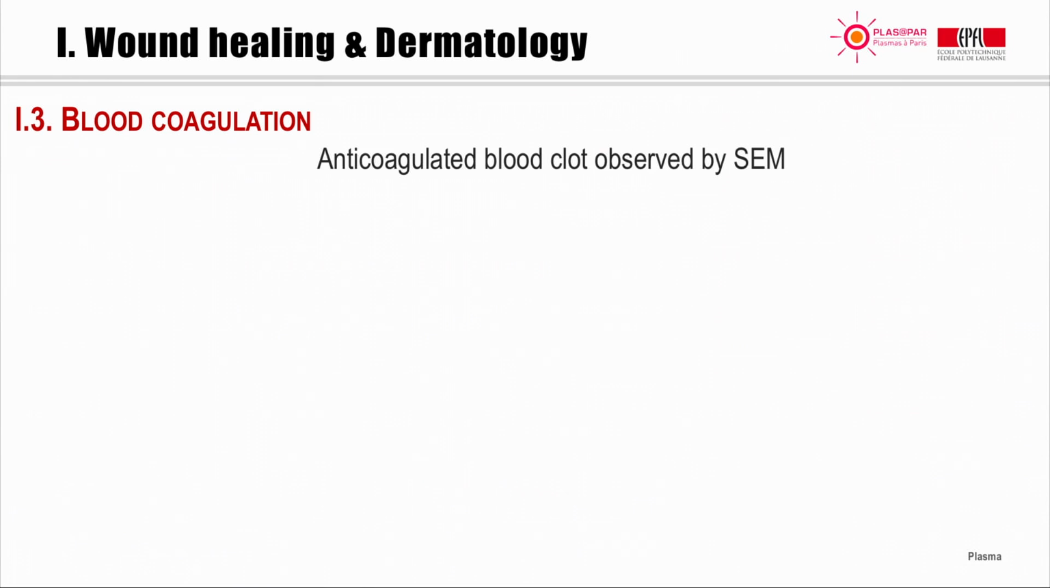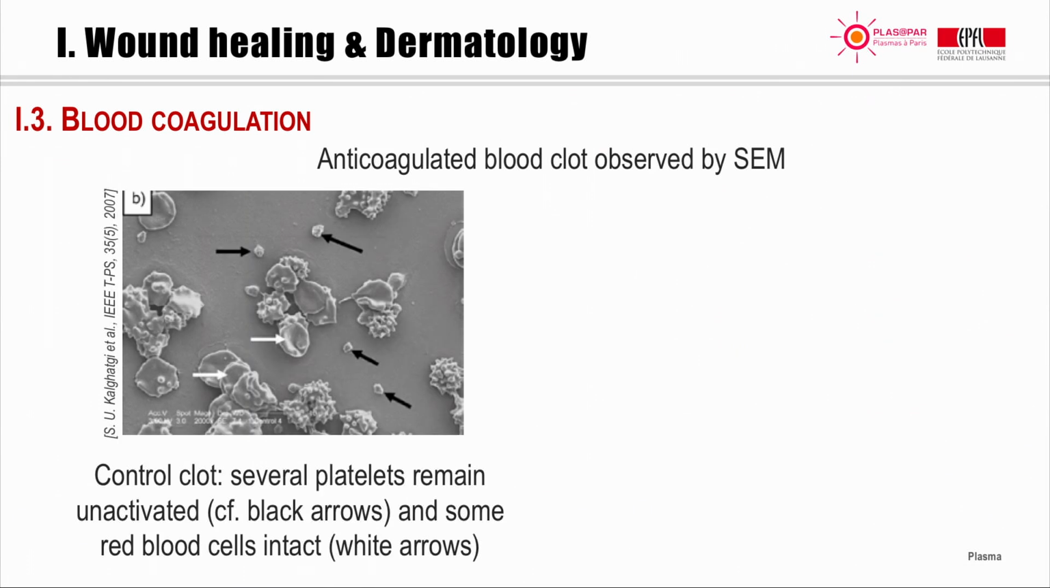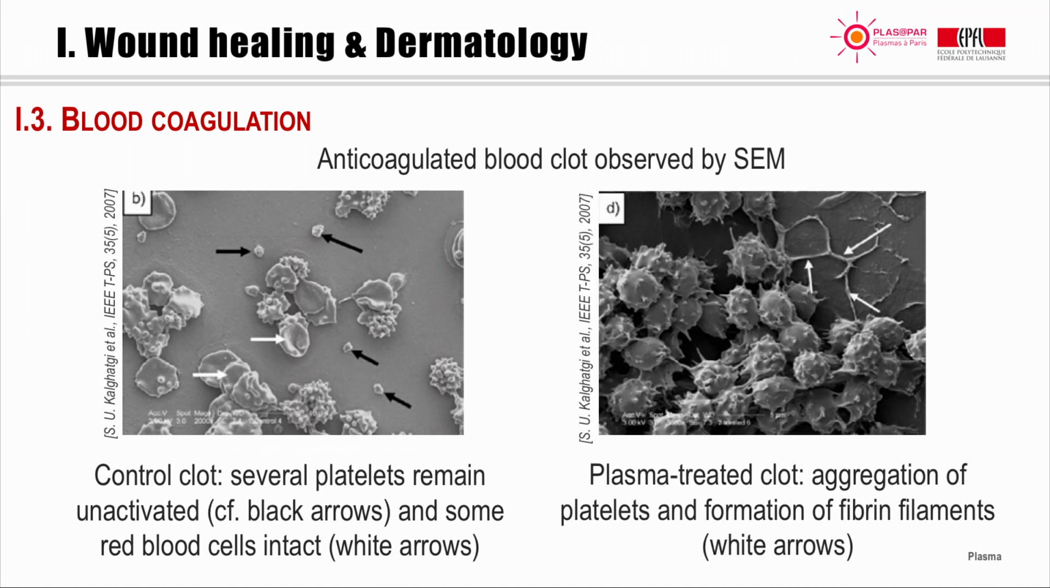The effect of plasma on anticoagulated blood has been investigated by observing the morphological clot layer using a scanning electron microscope. In the control, several platelets remain inactivated and some red blood cells intact, and on the contrary, in the plasma treatment, the platelets have been strongly activated, leading to their aggregation and to a high production rate of fibrin filaments.